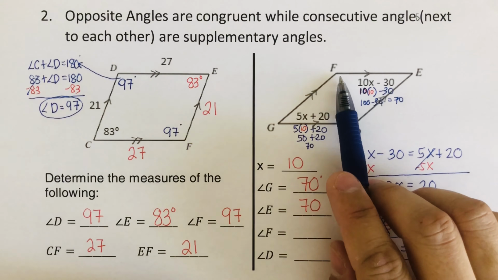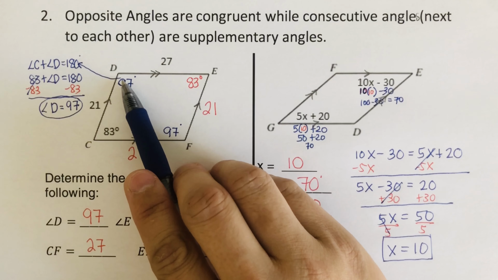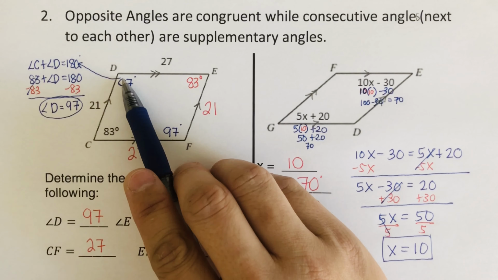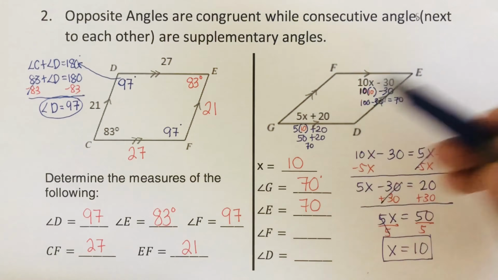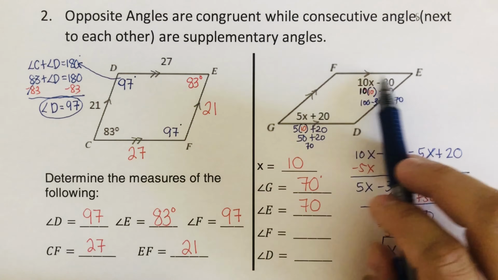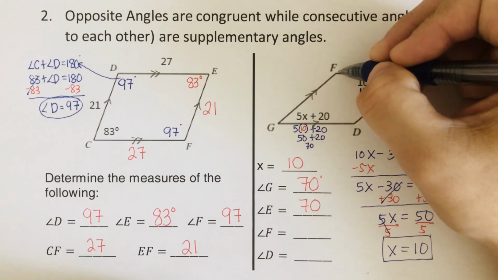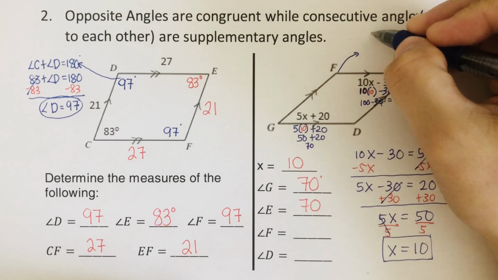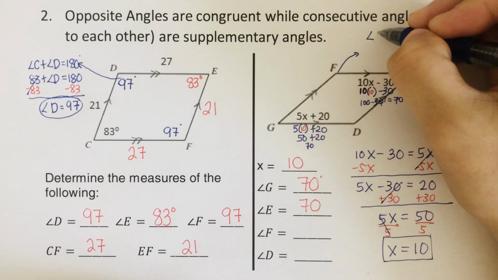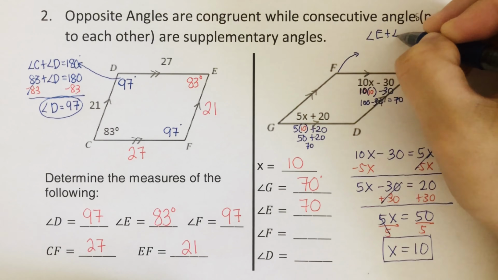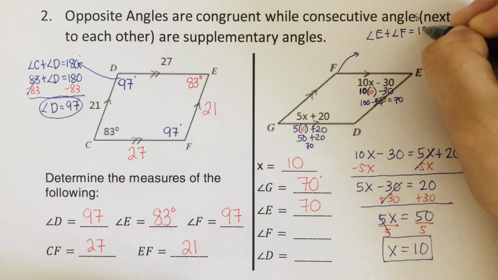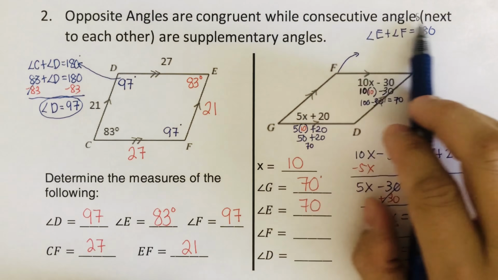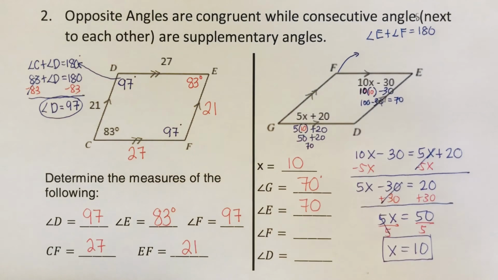Now, to find angle F, it's pretty much the same thing as what we did for angle D over here. We can add any of these since both of them are 70 and they are consecutive. Let's just use angle E. So angle E plus angle F is equal to 180 because again, consecutive angles are supplementary angles. So angle E is 70.